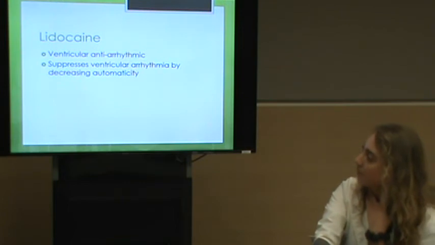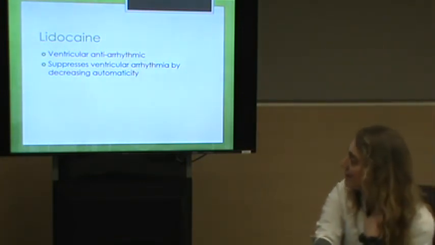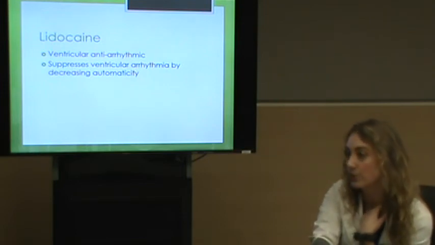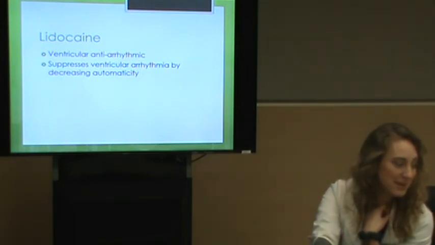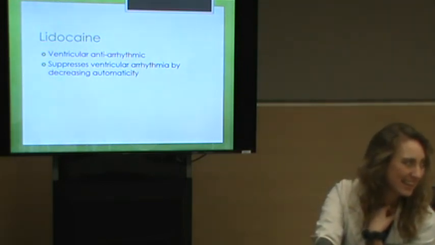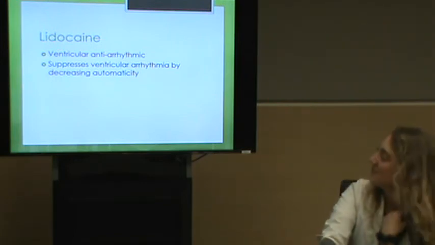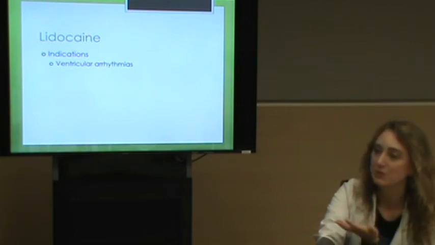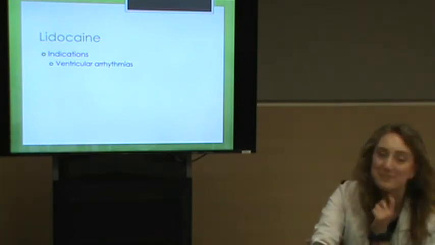For lidocaine, it is used as a ventricular antiarrhythmic, and it suppresses the ventricular arrhythmias by decreasing automaticity. Who knows what automaticity is? Anybody? The automatic electrical impulses sent out by the sinus nerve. Good job. So proud. All right. Or impulse formation, I guess is the quick way to say that, but that was perfect.